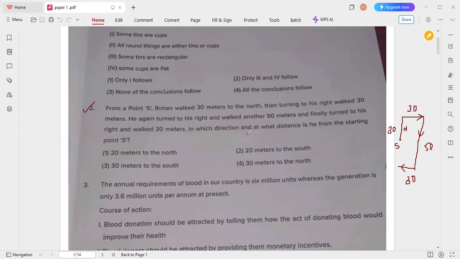In which direction and at what distance is he from the starting point S? So here this is 50 meters, right? Here from the north, 30 meters are there. The remaining is 20 meters, so 20 meters to the south. So option 2, that is 20 meters to the south, is the correct answer. Okay, so now move on to the next question.